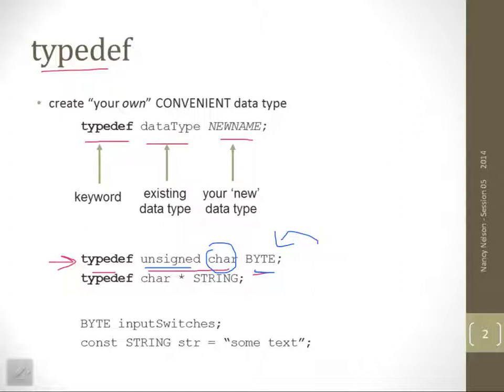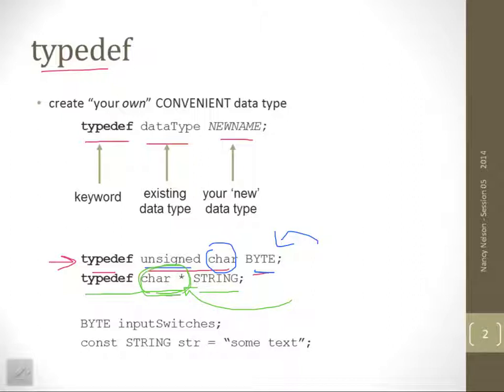So this second one is another one that you'll see often, and this is defining a string type. Here we haven't talked about pointers specifically yet, but what this is saying is a pointer to a character, and that's a pretty common way to use strings. So here my data type that I've just declared is called string, and it's going to allow me to store strings.